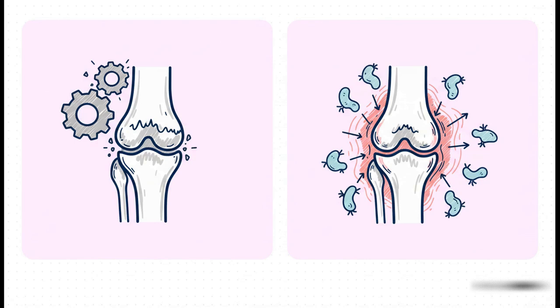First, you have osteoarthritis. Think of this as wear and tear. It's like the tires on your car getting worn down after years of driving. It happens over time. Rheumatoid arthritis, on the other hand, is completely different. This is an autoimmune disease. Basically, your body's own security system goes haywire and starts attacking your joints. It's a case of friendly fire. Understanding that core difference is everything.